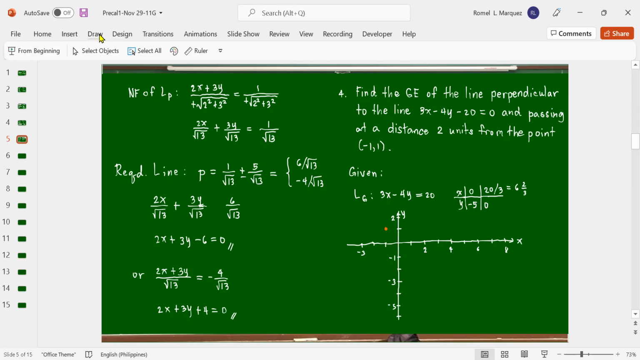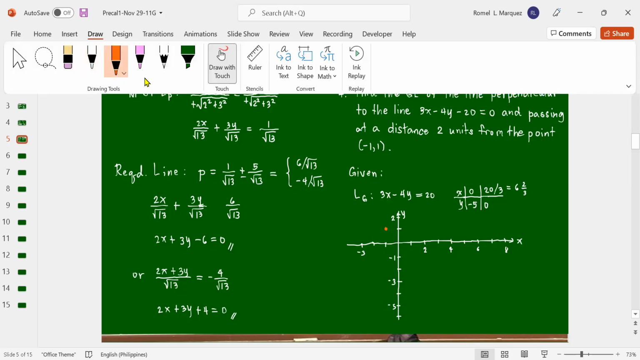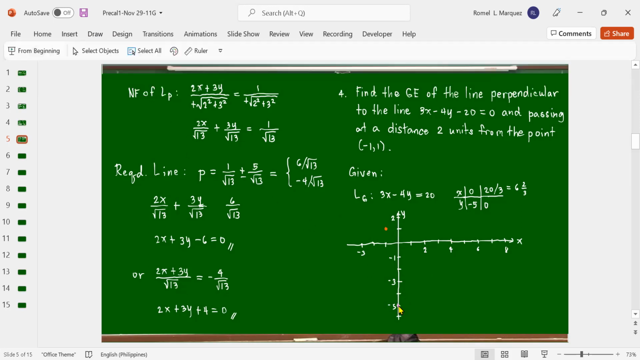What about the given line? 0, negative 5, it passes through this point, and then 6 and 2/3, somewhere here. So draw a line passing through that point and also through this point. So this is the line given.